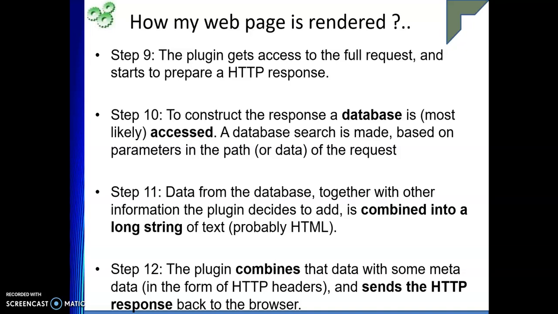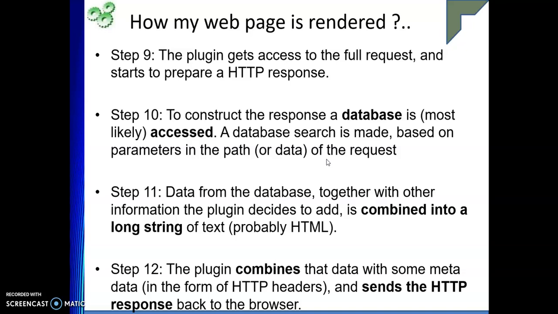Now, in step number 10, there may be something in the request that has some kind of database associated. You have to go to the database, find and access some data, and all this. So the steps will most likely involve a database. A database search is made based on the parameters in the path or data of the request.